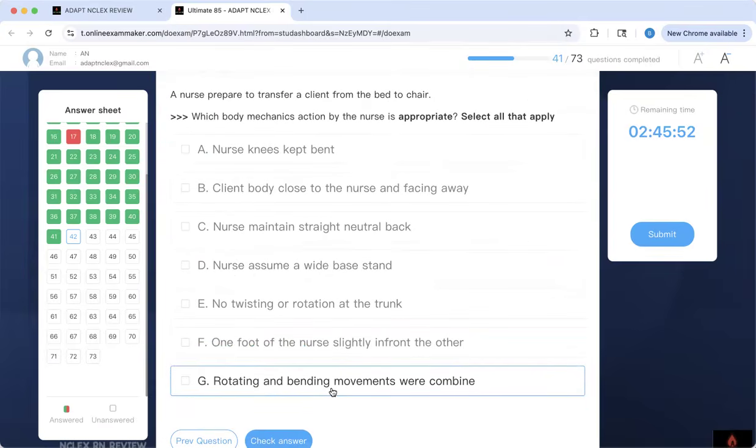And next, prepare to transfer a client from the bed to the chair. Which body mechanics action by the nurse is appropriate? If I'm transferring the patient, what do I need to do to prevent injury? Nurse keeps knees bent, client's body close to the nurse and facing away. Nurse maintains a straight, neutral back. Nurse assumes a wide-based stance. No twisting or rotation at the trunk. One foot of the nurse slightly in front of the other, and rotating and bending movements combined.